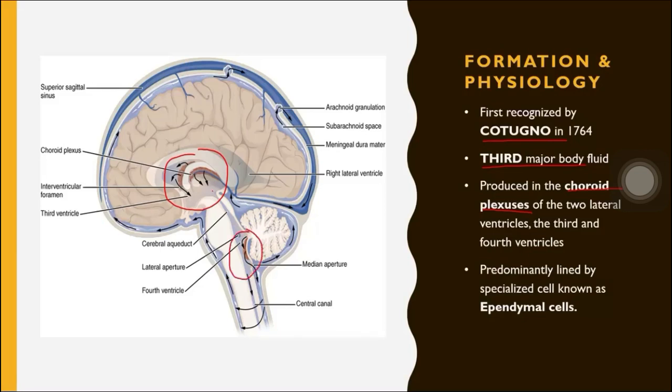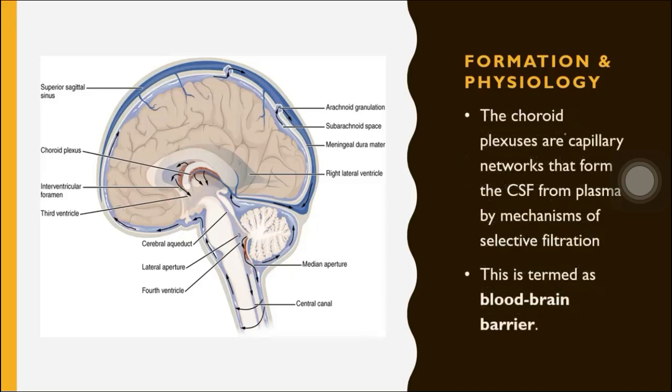So this ventricular system is predominantly lined by specialized cells known as ependymal cells. These ependymal cells produce and regulate CSF. So how do these ependymal cells produce CSF? The choroid plexus or the ependymal cells form capillary networks that form CSF from plasma by mechanisms of selective filtration. It means that the passage of molecules between plasma and CSF is regulated. So there are substances that are present in the plasma that may not be present in the CSF. Hence the concentration of the analytes between CSF and the plasma are different.